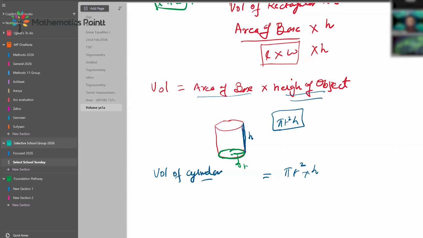We know the volume of the shoebox is length times width times height. We know all that, right? We know, but why is very important. So that is the formula for the volume of the cylinder, pi r square h. If you know the area of the base, you know the height, multiply both of them and you get it.